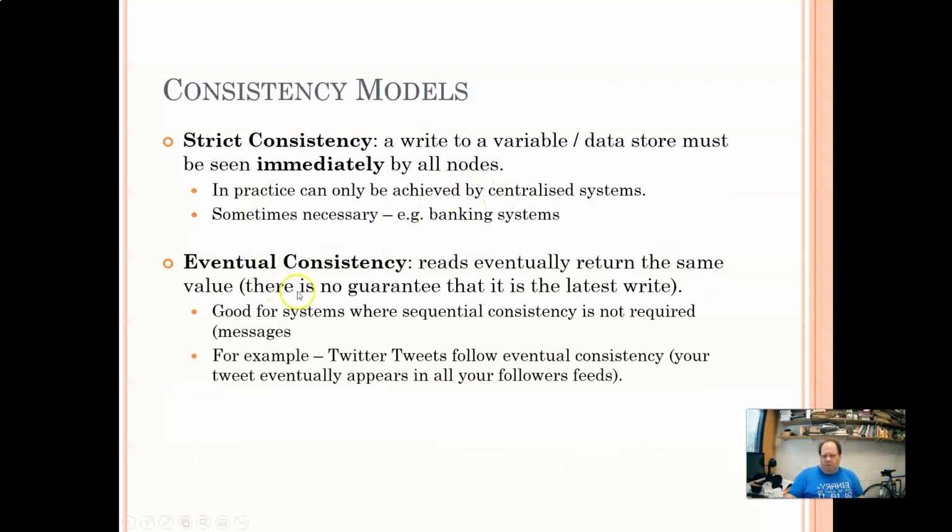In general, there are many consistency models within replication systems. I'm going to talk only about two of them. One is the strict consistency model, which is the one that most correctly satisfies the consistency guarantee. Strict consistency says that a write to a variable in a data store must be seen immediately by all nodes. And in practice, this sort of solution can only be achieved by centralized systems. But sometimes it's necessary to have these more centralized systems, for example, banking systems.